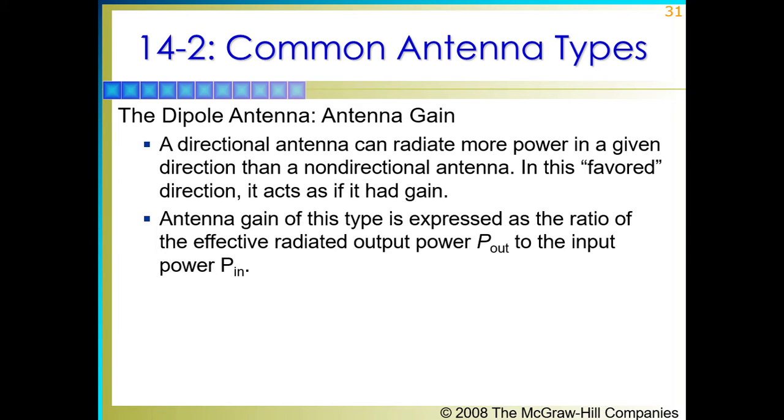Gain is defined as the output of an electronic circuit or device divided by the input. Obviously, passive devices such as antennas cannot have gain in this sense. The power radiated by an antenna can never be greater than the input power. However, a directional antenna can radiate more power in a given direction than a non-directional antenna, and in this favored direction, it acts as if it had gain. Antenna gain of this type is expressed as the ratio of the effective radiated output power P out to the input power P in.